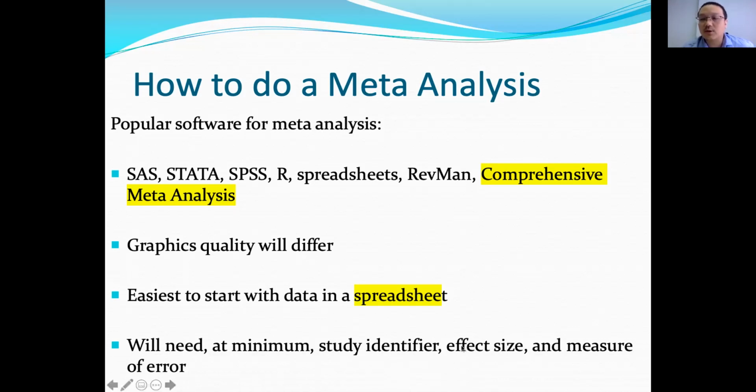Effect size, as I mentioned, differs by study type. If we're looking into the relationship between FDI and economic growth, then the effect size could be Pearson correlation or partial correlation. So effect size is defined differently based on your research area. And the measure of error, the standard error. These are the minimum requirements for you to code.